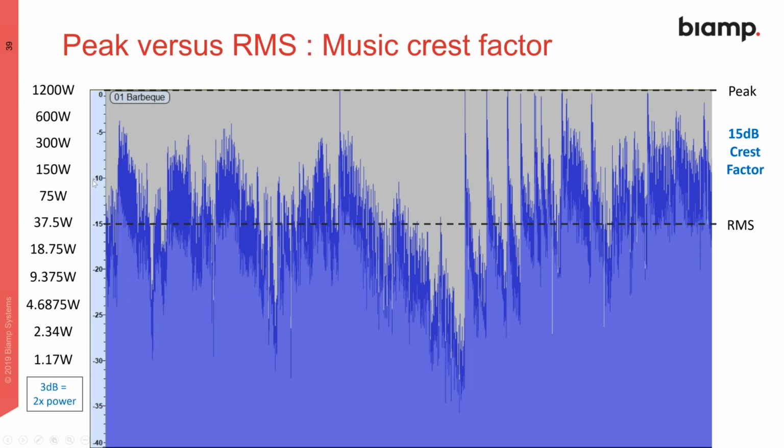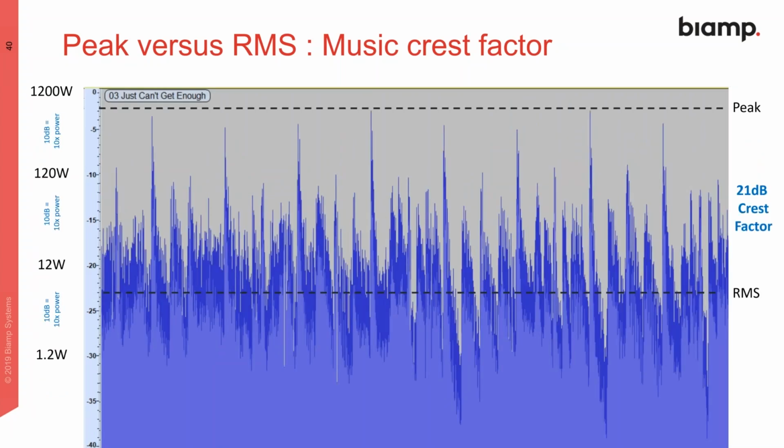So that crest factor kind of illustrates where the differential is. If we had a shallower crest factor of 9 dB, if we were doing highly compressed music and we needed our RMS level to be sitting up here at -9, we'd need 150 watts instead of 35 or 40.